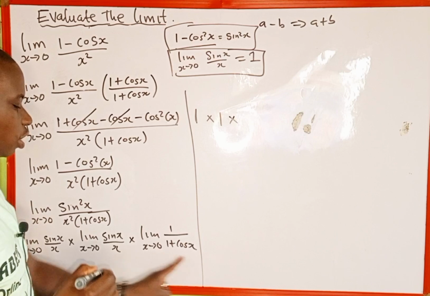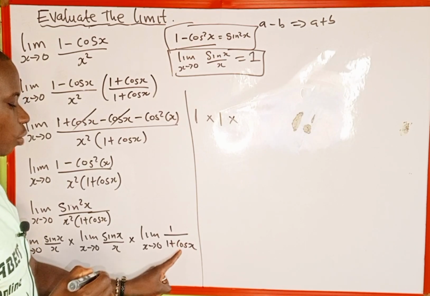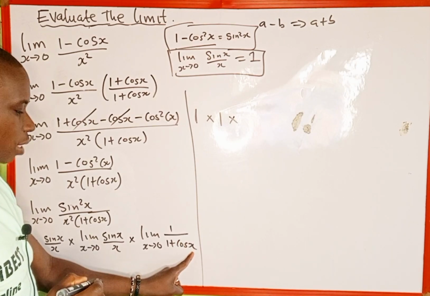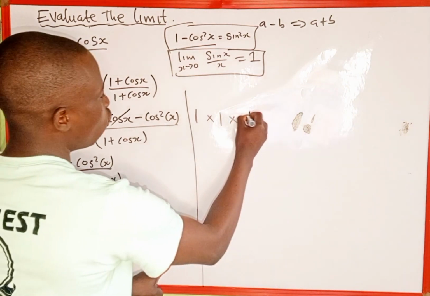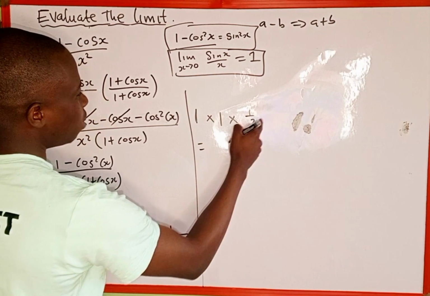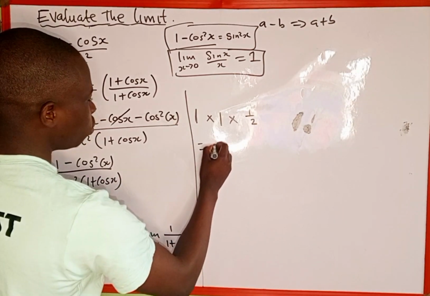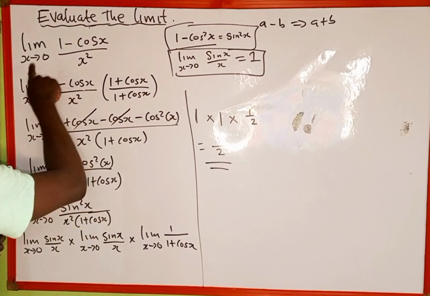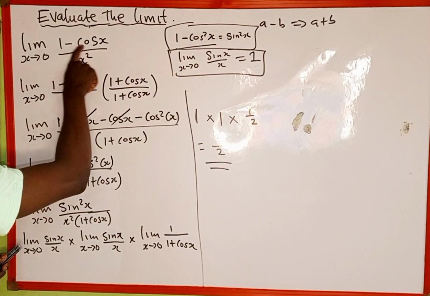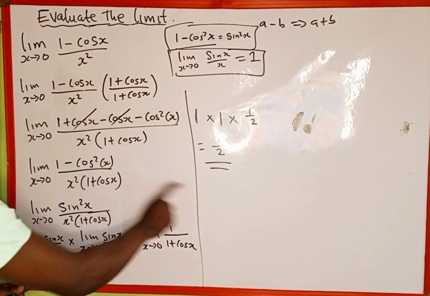We are going to replace 0 in place of x here. The cos 0 is the same as 1. Then 1 plus 1 is going to give us 2. It's going to be what? 1 over 2. So when we multiply all these numerators together, it's going to be 1 over 2. So therefore, limit as x approaches 0, (1 minus cosine x) over x squared goes to 1 over 2.